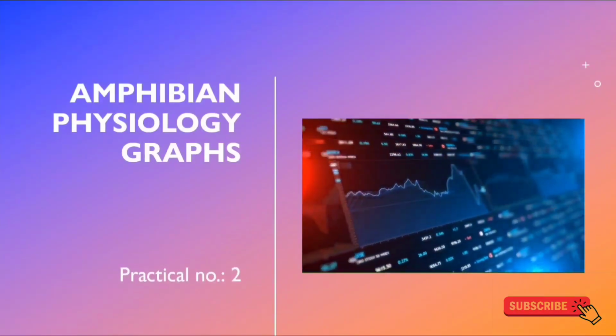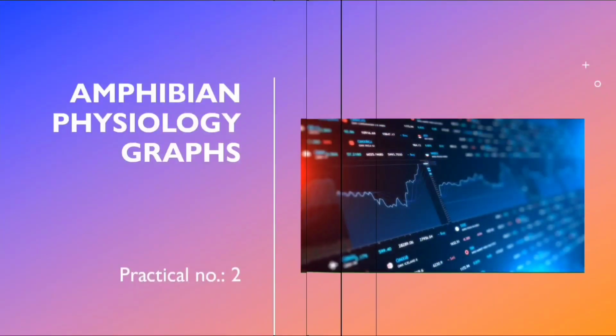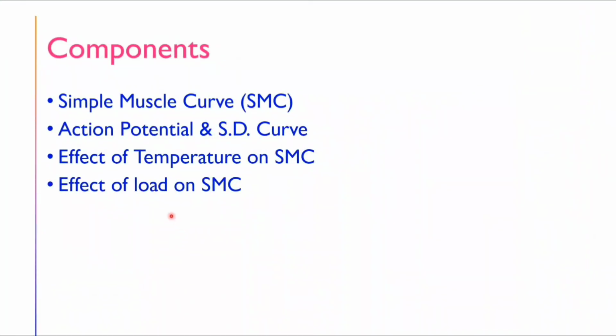So now let's start with today's practical. Now in today's practical there are four components. First is simple muscle curve. Second is action potential and strength duration curve. Third is effect of temperature on simple muscle curve. And fourth is effect of load on simple muscle curve. We'll take one by one each one of them and see in detail.